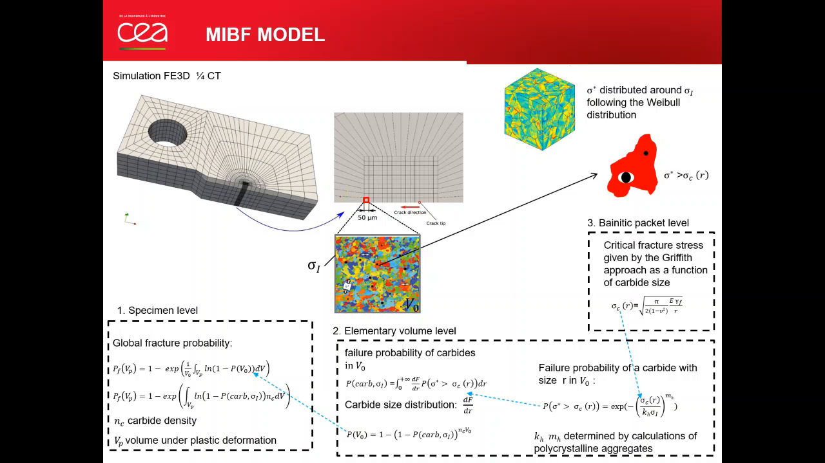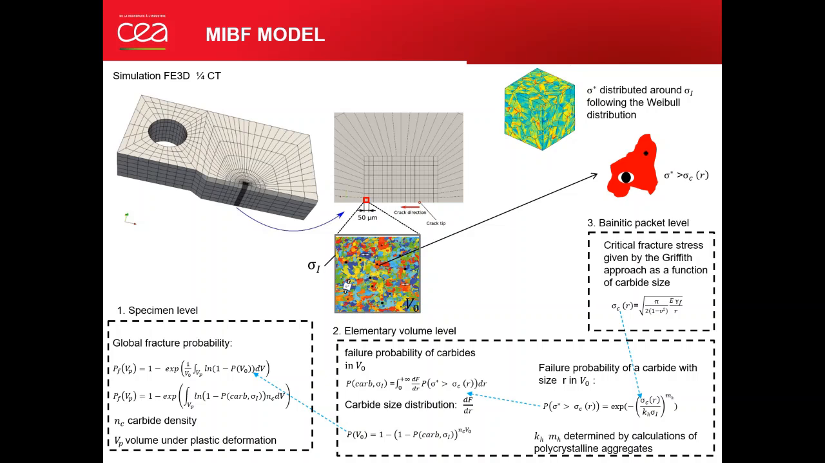As shown on this slide, this model is formulated at 3 different scales. Firstly, the bainite packet, which is a basic microstructure in this material. We can find some carbides in it, as shown here. The carbide cracking is controlled by the Griffith critical stress, where R is the radius of the carbide.